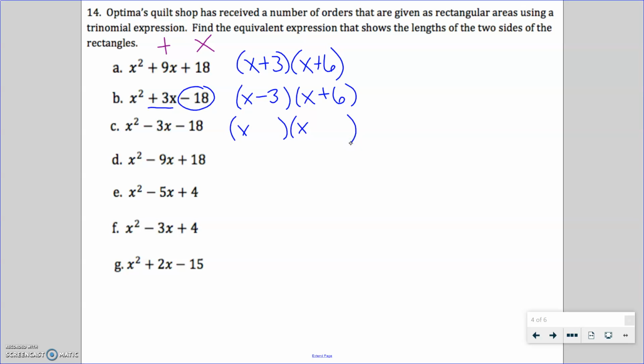So we're still working with negative 18. So I'm still thinking 3 and 6 because of that negative 3 in the middle. But this time, since I want it to add to give me negative 3, I'm going to make the 6 the negative and the 3 the positive.